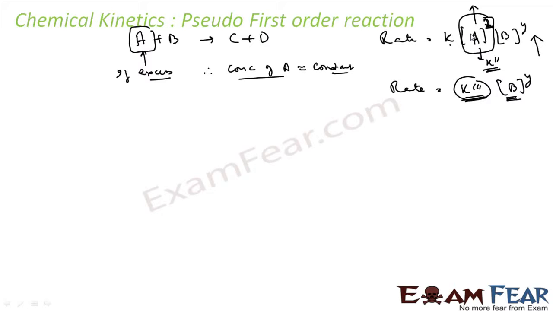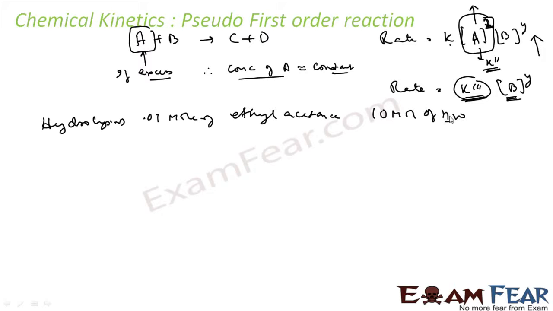A good example is hydrolysis. Suppose you do a hydrolysis of 0.01 mole of ethyl acetate with 10 mole of water. Let's see the reaction. I have ethyl acetate, and I have water in an acidic medium. I am doing a hydrolysis. This is what you'll get.